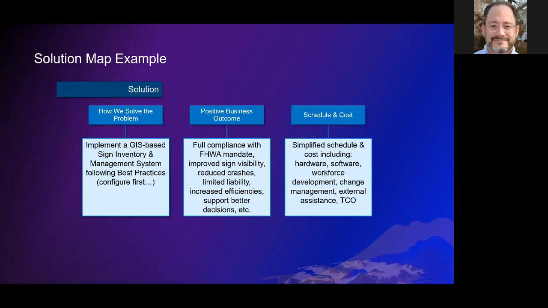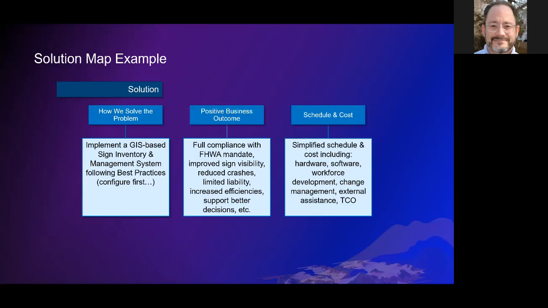And then the last part would just simply be the schedule and the cost. How much is it going to cost? And I'm talking full cost here: hardware, software, workforce development, also known as training. What's the change management? We got to make sure that this system is adopted and actually used. So we want to definitely have an element of organizational change management, to make sure that we're getting the organization ready for the technology and that it will be used the right way.